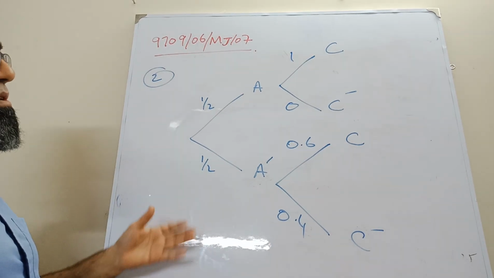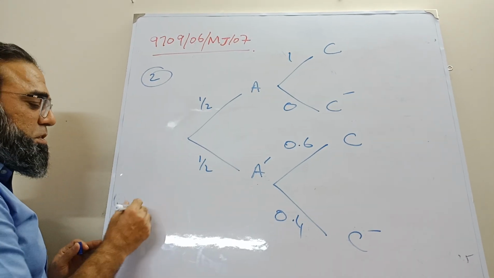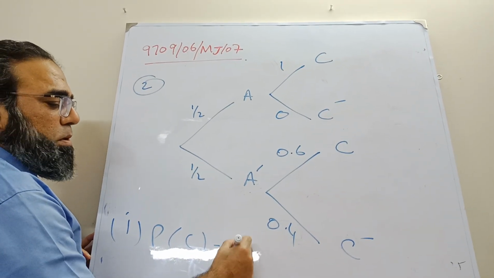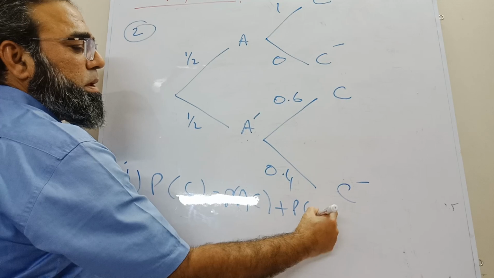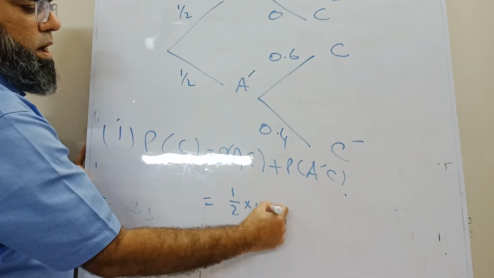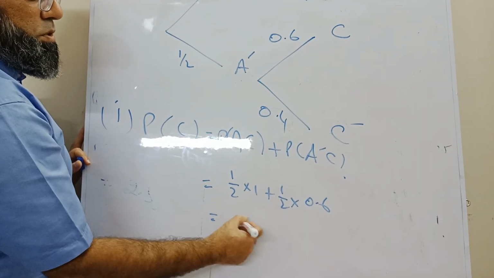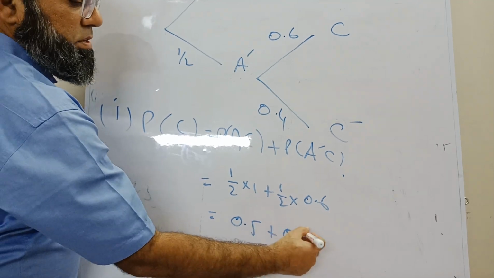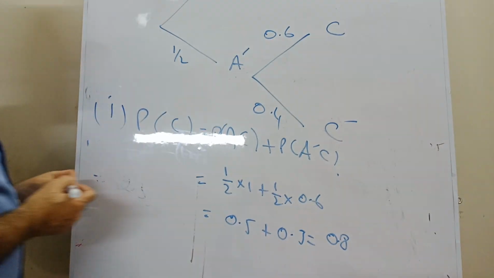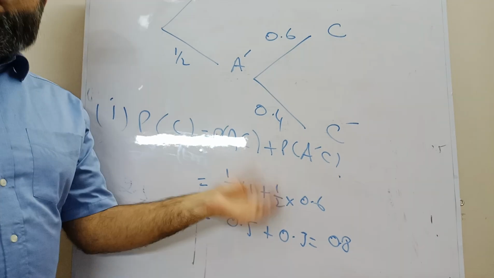So he can be chosen if he attends or if he does not attend. So the probability of being chosen is going to be probability of AC plus probability of A dash C. This is half times 1 plus half times 0.6. Writing this as a decimal, this is 0.5, this is 0.3, so this is going to be 0.8. There is a probability of 0.8 that Jamie or Janu is chosen for that football match.